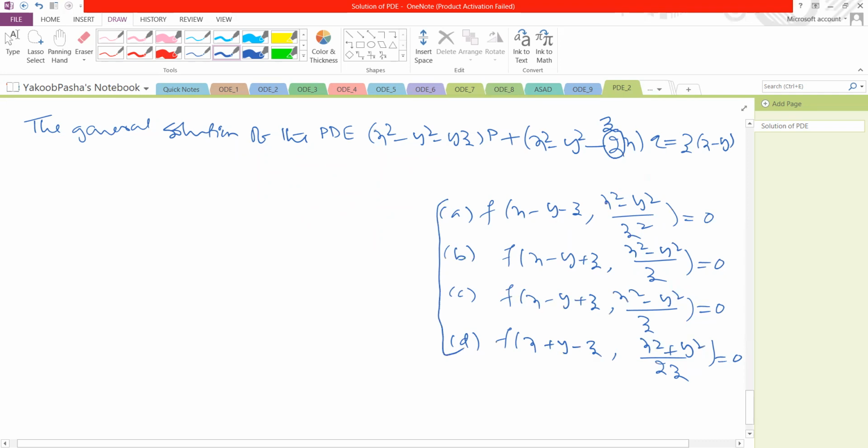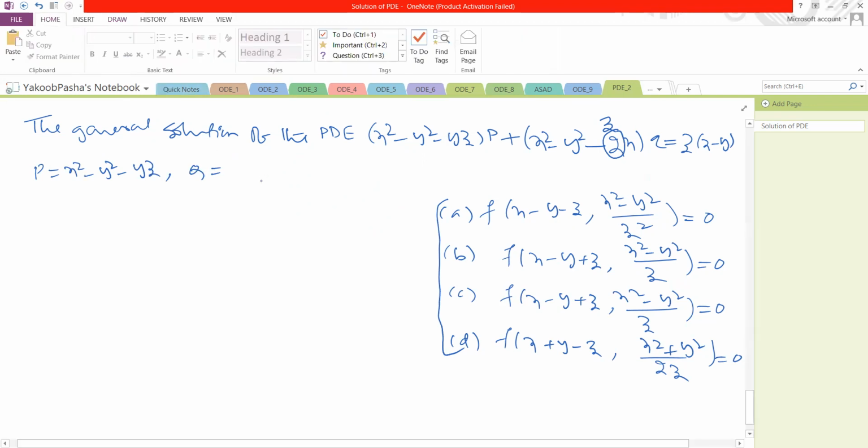ఓకే, ఫస్ట్ ఐఎమ్ రైటింగ్ p value. This is the p, x square minus y square minus yz, and q value, that is x square minus y square minus zx, and r value z into x minus y.